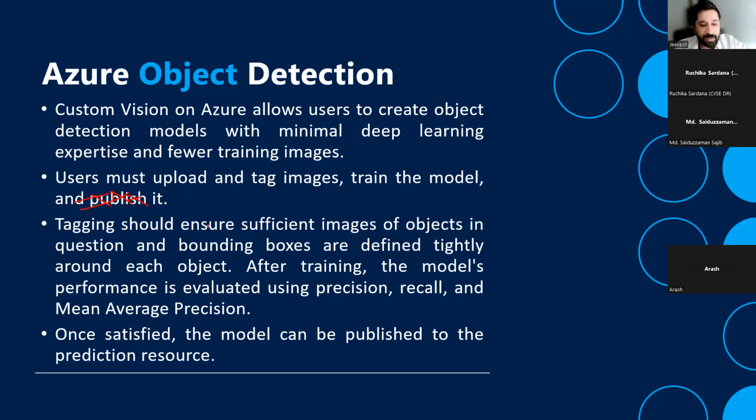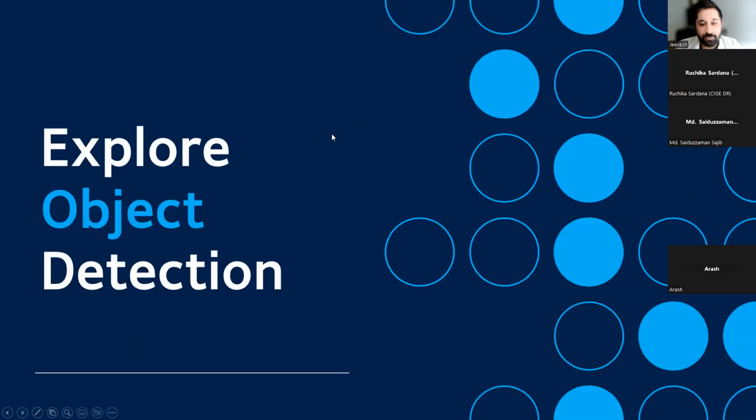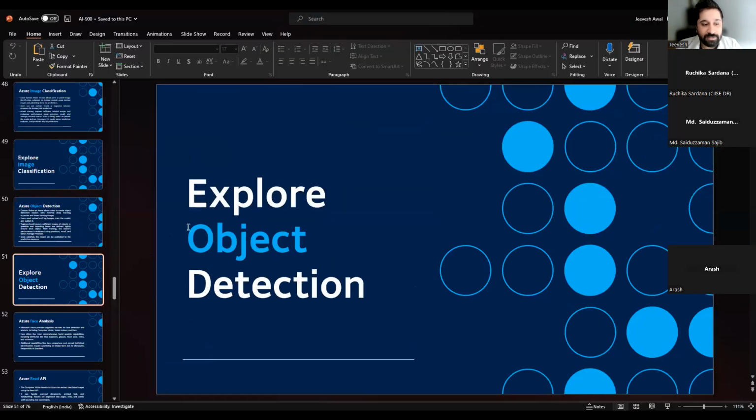The tagging should ensure sufficient images of the objects in question, and bounding boxes are defined tightly around each object. After training, the model's performance is evaluated using precision, recall, and mean average precision. Once satisfied, the model can be published to the prediction resource. In simple words, what we are doing over here is object detection. So we are ready to explore it.